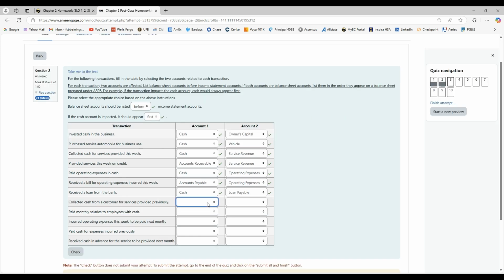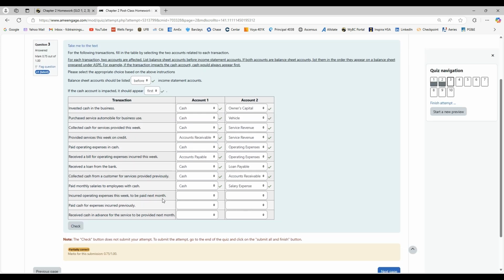Collected cash from customer for services previously provided, so cash will be going up and accounts receivable will be going down. Paid monthly salaries to employees with cash, so we have cash being decreased and salaries expense being recognized. Incurred operating expenses this week to be paid next month. So we have accounts payable and operating expenses being recorded. So we want to record the expense even though we haven't paid the cash yet. Keep that in mind.